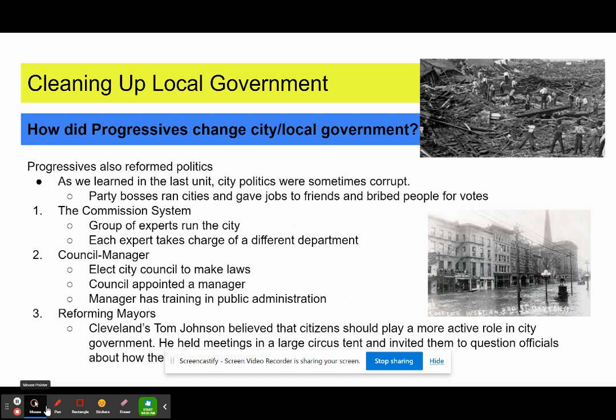All right, we are on the second leg of this lecture. So if you need to stop, take a quick break, stretch, do that now, hit pause.